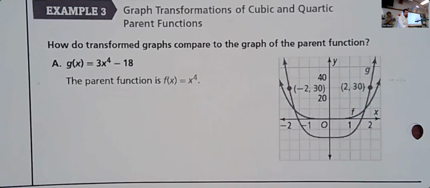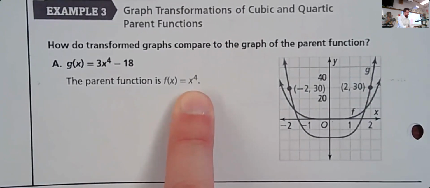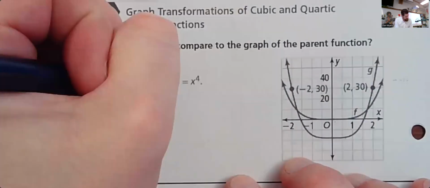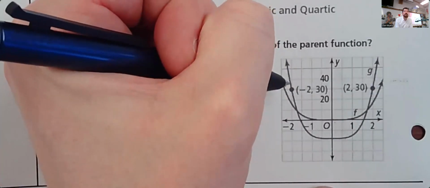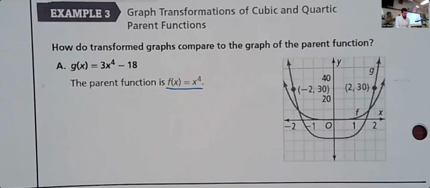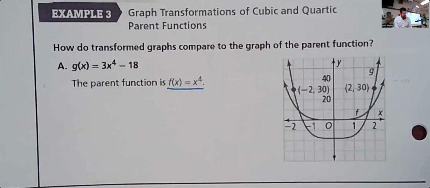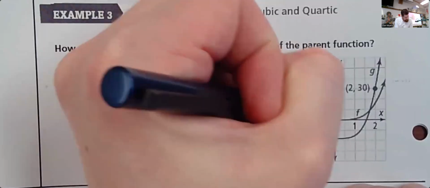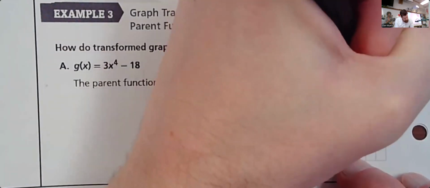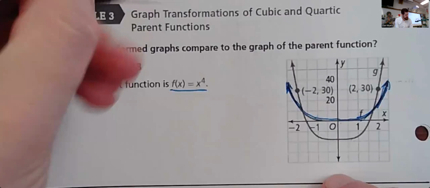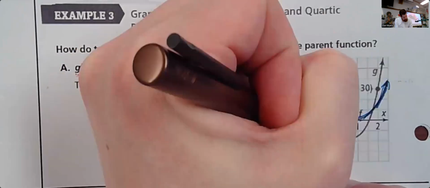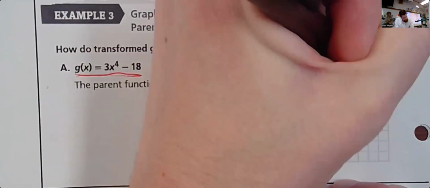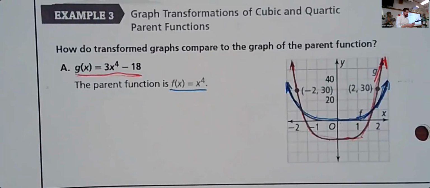So take a look here. The parent function over here is x to the 4th power. I'll do that one in blue. F is this one here. So there's F. And I'll get G in red. G of X, we'll put that one in red right here. All right, there's G of X. We got F of X, we got G of X.